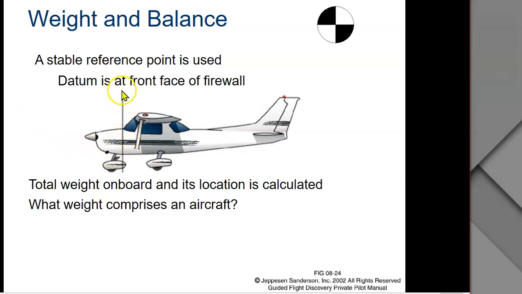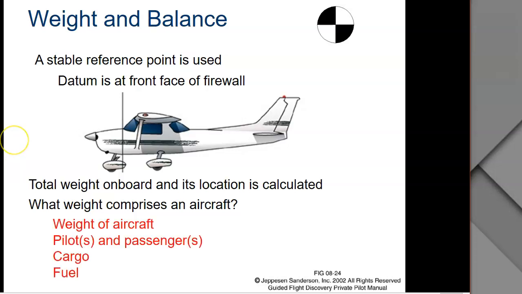In order to complete this calculation, we need to measure everything from a datum line, and that datum line is usually set at the firewall behind the engine. Things that have to be accounted for: the weight of the aircraft, the pilot or pilots and passenger or passengers, any cargo, and any fuel.